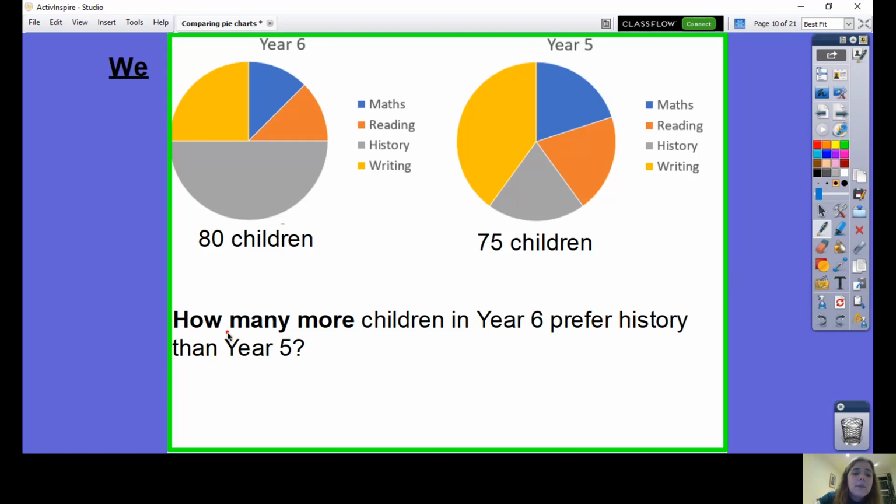It says, how many more children in year 6 prefer history than in year 5? There'll be 3 steps to this. First, how many children like history in year 6? Second, how many children like history in year 5? Thirdly, how many more? And we know that means to subtract. Pause the video now and try this question.